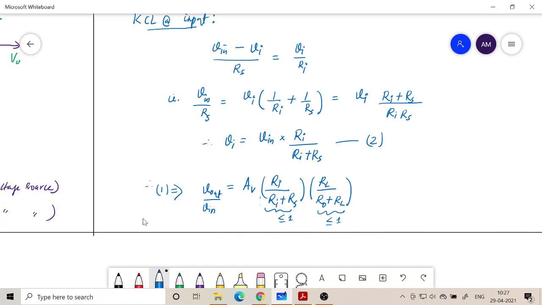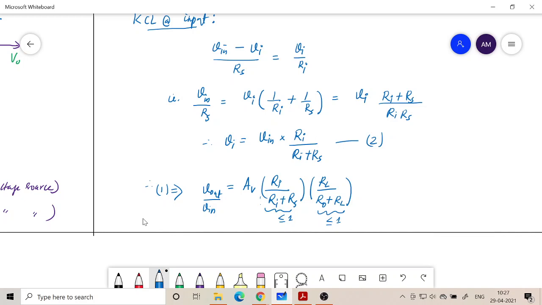And can we have AV value as large as possible? AV is a factor that defines the operation of the dependent voltage source. Can I have that large enough in order to compensate for the reduction here? Or also can I make these two ratios closer to 1? Ri by Ri plus Rs is the ratio corresponding to the input side, and then there is a ratio corresponding to the output side.